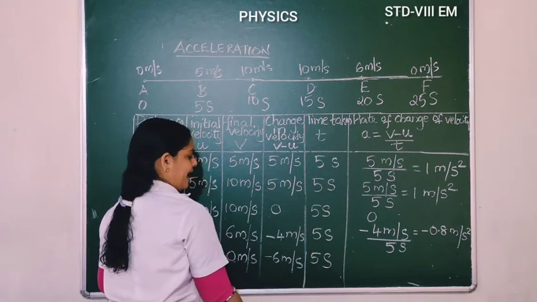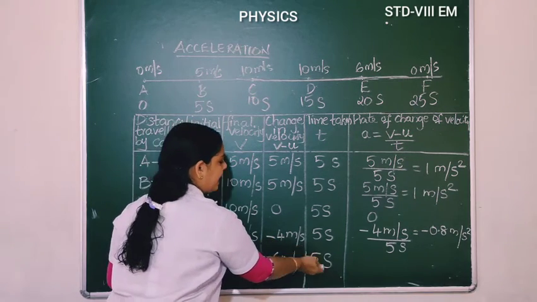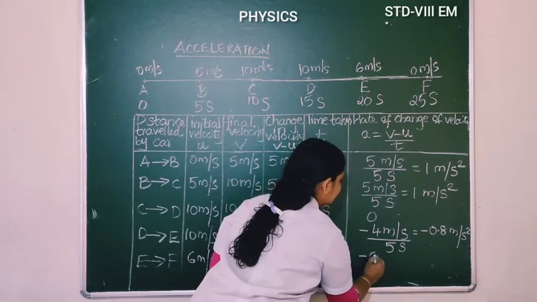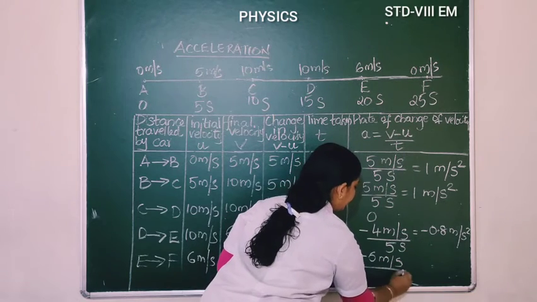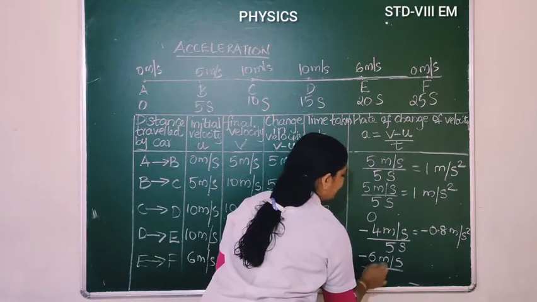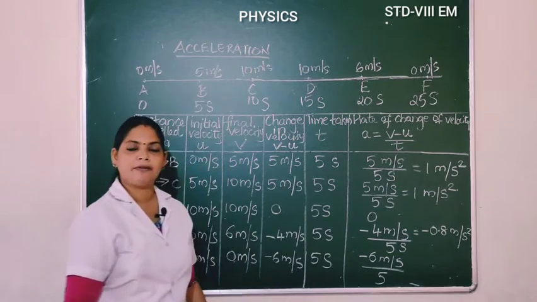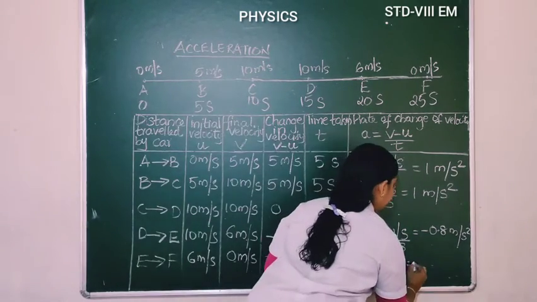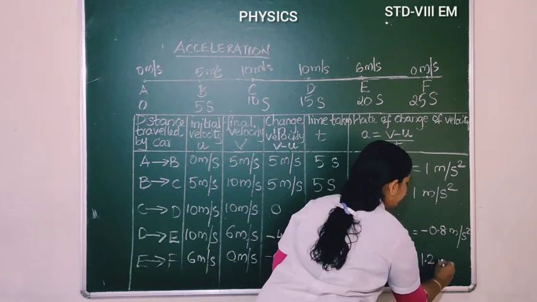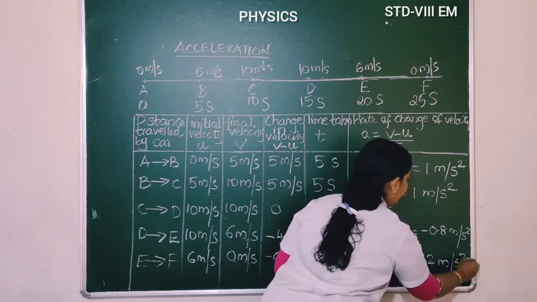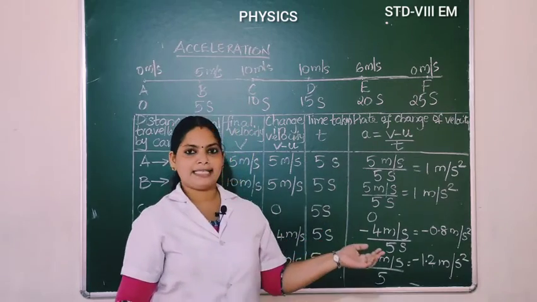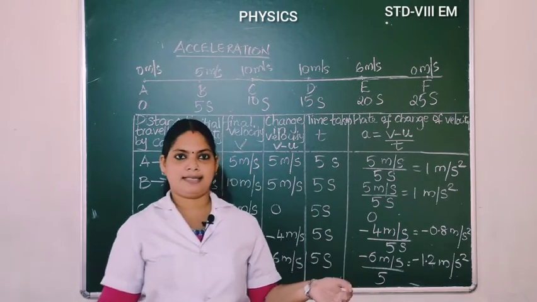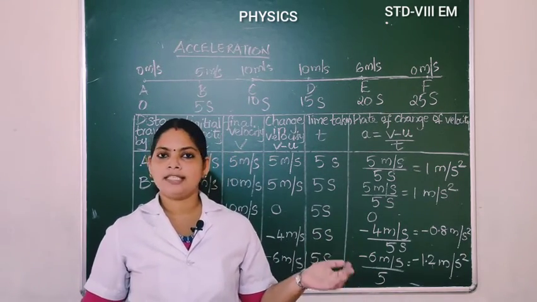So how will you calculate acceleration? Change in velocity by time, that is minus 6 meter per second by 5. 6 by 5, how much is 6 by 5? It is 1.2. Minus 6 by 5 means negative 1.2. Unit is meter per second square. So we calculated the acceleration of different distances from A to B, B to C and so on.